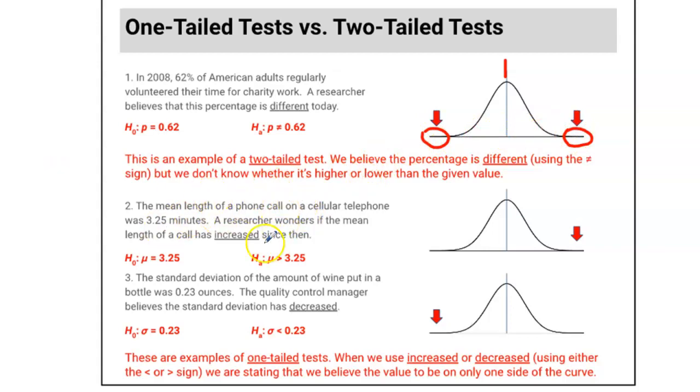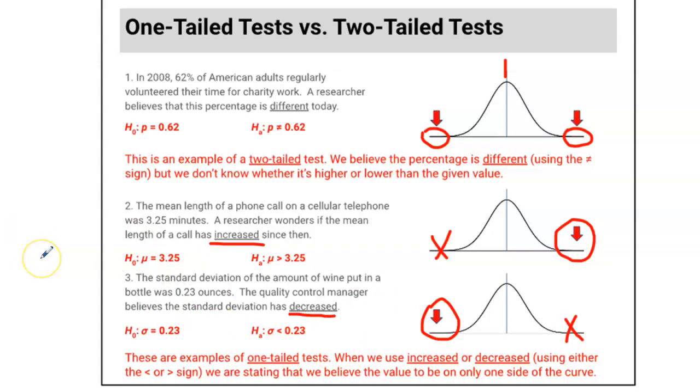Now, for the mean length of a phone call, we're talking only about the fact that it increased since, I think it was in 2006. So we're not considering whether the mean length of a phone call decreased, right? It's talking about increased. We're only talking about this tail here. That's why we call it a one-tail test. And for the third example, we say that it's a one-tail test because we're only talking about decreased, right? We're only talking about whether the value actually lies down here. We're not predicting that the value is going to be above 0.23 ounces at all. All right, hopefully that makes sense.